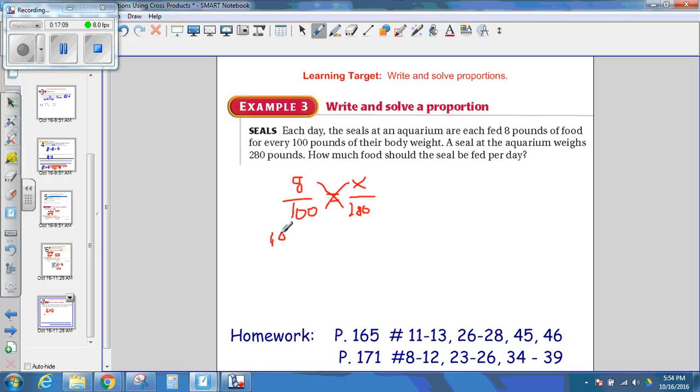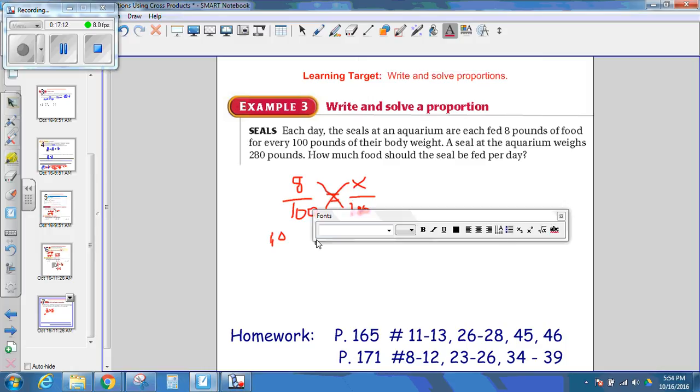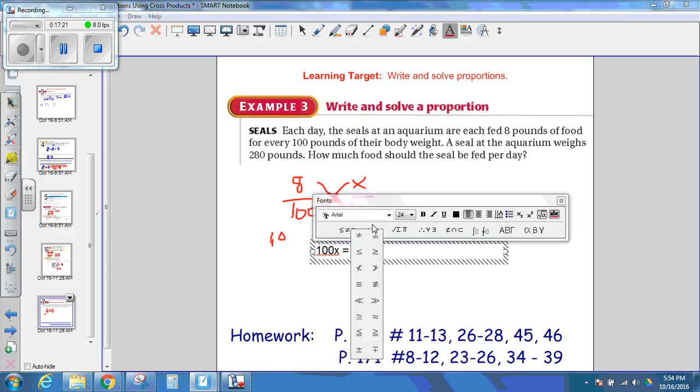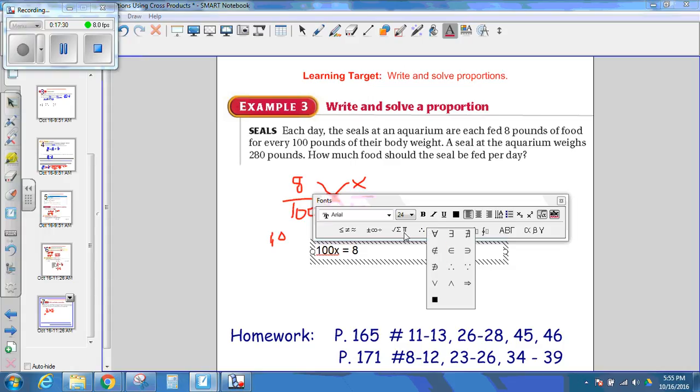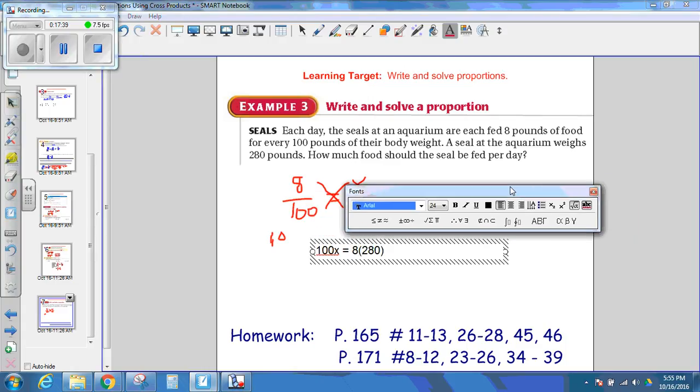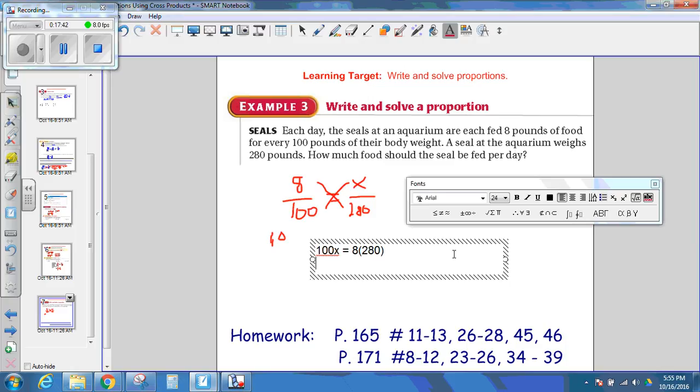So we have 100x equals 8 times 280. Okay, so I need to simplify now and solve for x. 100x equals 8 times 280 is 2,240.